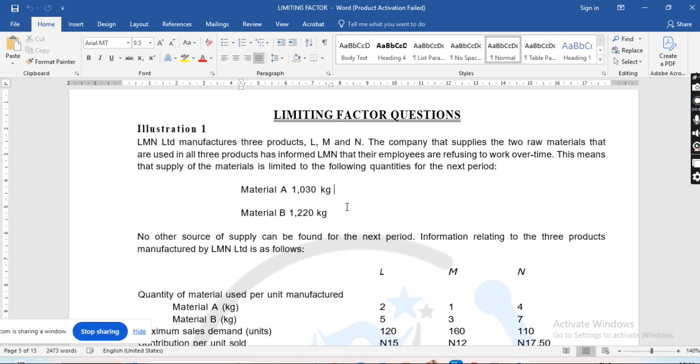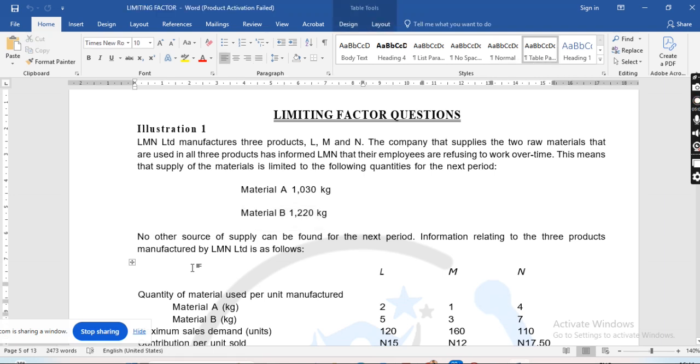So this is the available raw materials. There is a limitation here. This is the limited raw materials that we can actually supply. We can supply 1,030 kg for material A. We can supply 1,220 kg for material B, right? No other source of supply can be found for the next period.